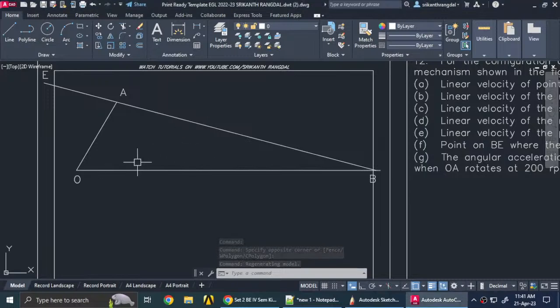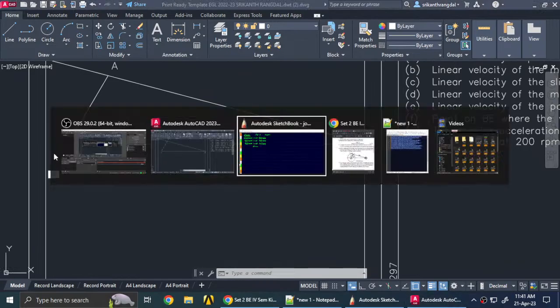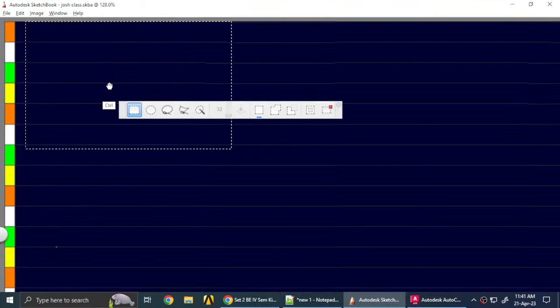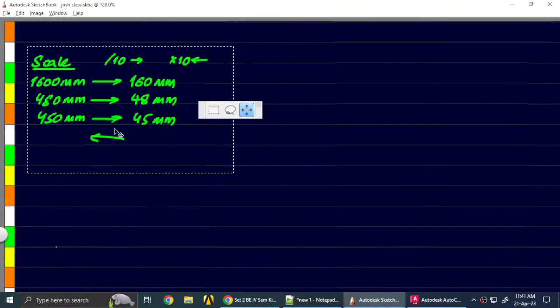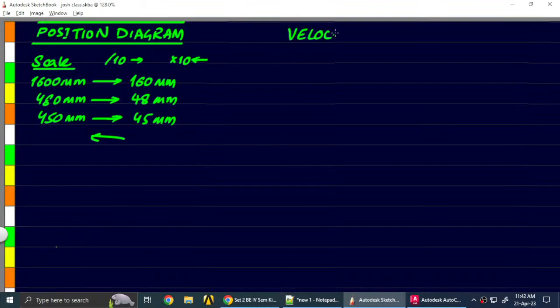Okay, so now that we have the position diagram, we can start drawing the velocity diagram. So this scale is for the position diagram. Let me write this at the top: position diagram. For the position diagram, this is the scale. Now we have to take another scale for the velocity diagram.